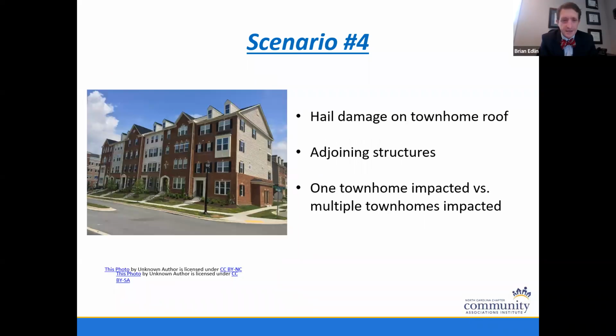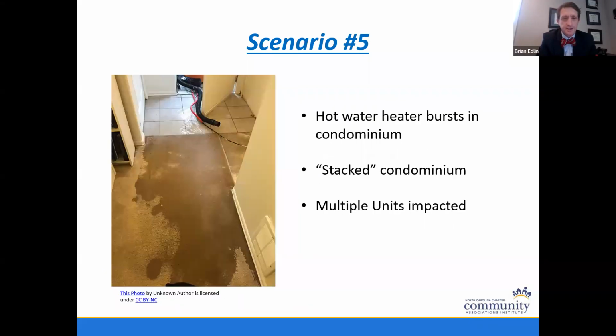And this is the last scenario I think we have, right, guys? This is the dreaded water in a stacked condominium. So everybody's worst nightmare here. A hot water heater bursts in a condominium. There are units below it, next to it, and multiple units can potentially be impacted here. So this raises a number of issues here. Access to the unit, the type of insurance involved, the importance of mitigation.